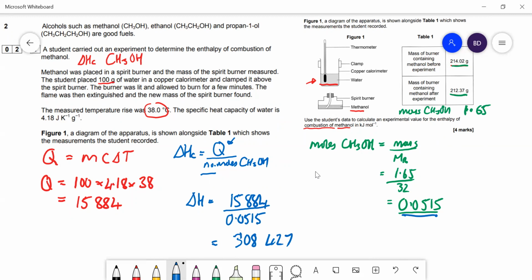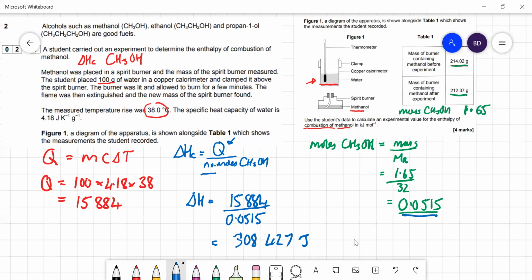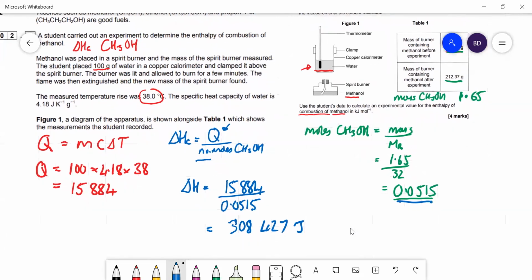308.427 joules. Right, we probably want to express that in kilojoules, and we want to put it in the right number of significant figures. So it's going to be 3 significant figures. Everything, all the data is given to 3. So that is going to be equal to, now it's really important, we've got to remember to put a minus in here because it's exothermic, because the temperature went up. And if you don't put that minus in, you'll lose a mark. So it's minus 308 kilojoules per mole. That is the value for delta HC for methanol for 4 marks. Okay.